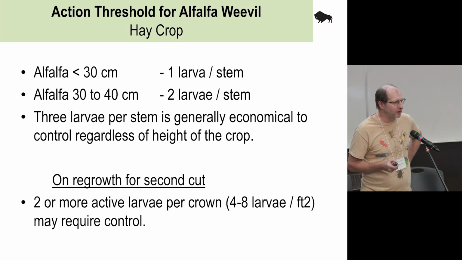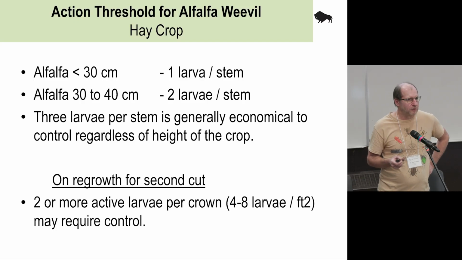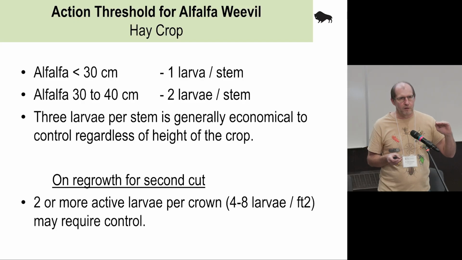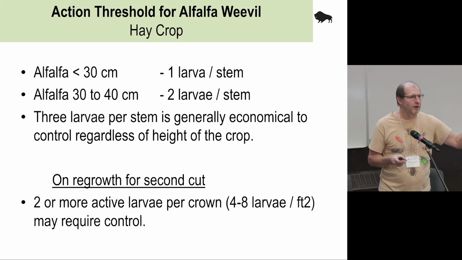For hay crops, it's a bit easier. You can do weevil counts and figure out how many you have per plant. If your alfalfa is basically less than 30 centimeters, 1 larva per stem would be a good threshold. If your alfalfa is a bit taller, say between 30 and 40 centimeters, 2 larvae per stem is a good threshold. But once you get to 3 larvae per stem or above, you probably have an economic population.